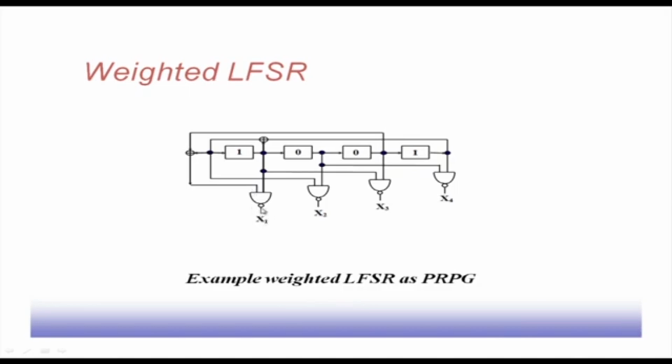Now, you see that we put some extra logic. So, the x4 output will be 0 only when both this cell and this cell are 1. Otherwise, this NAND gate output will be 1. So, assuming that these 0 and 1 are equiprobable, so these two cells are equiprobable in the random sequence.